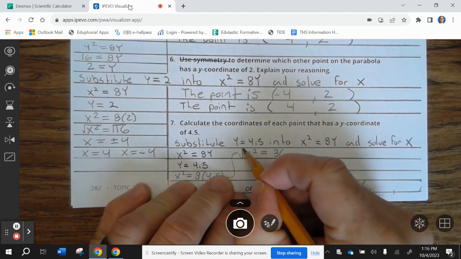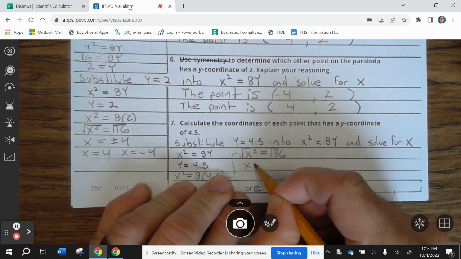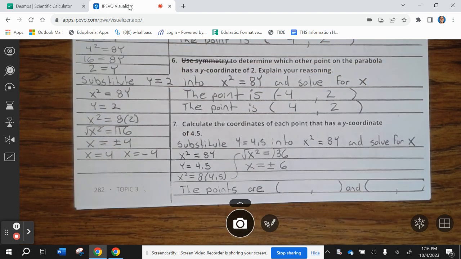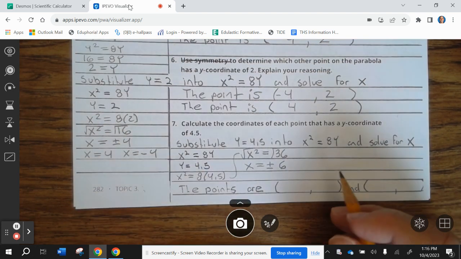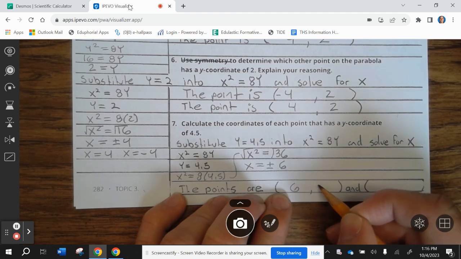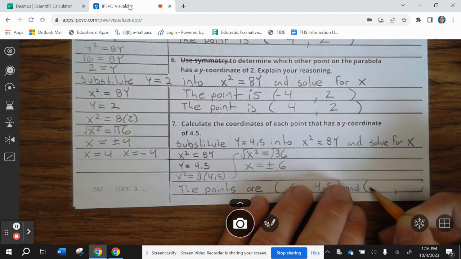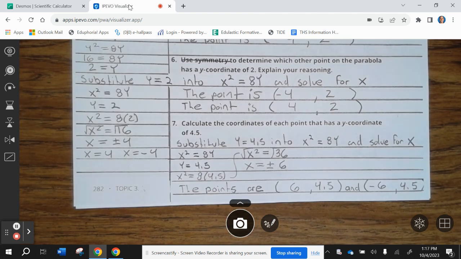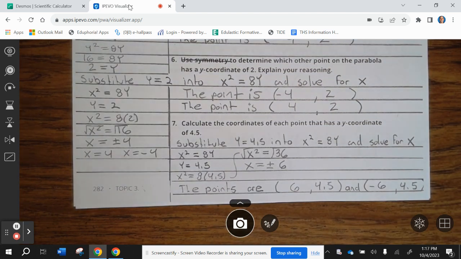So take the square root of both sides. x equals plus or minus 6. So the points are (6, 4.5) and (-6, 4.5). All right, go ahead and finish that up.